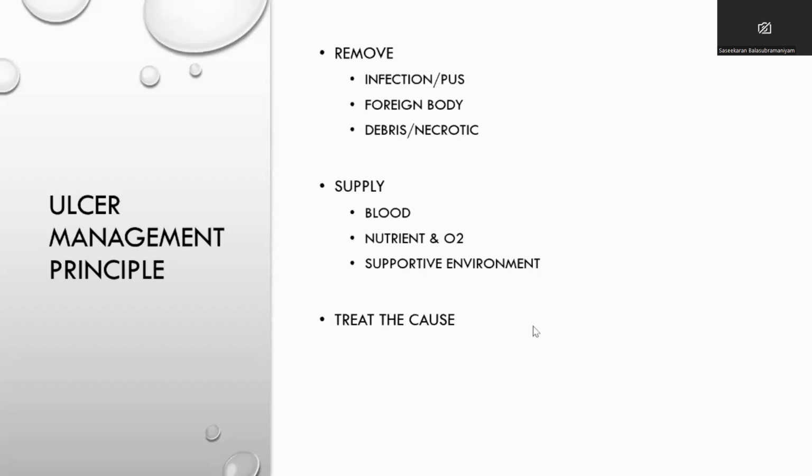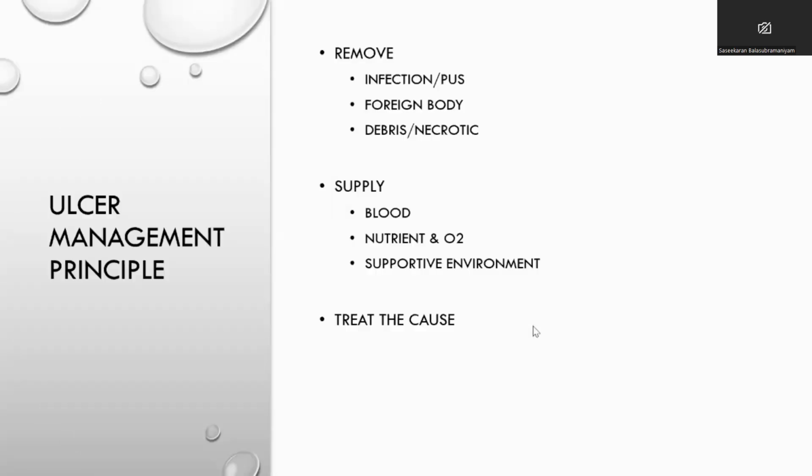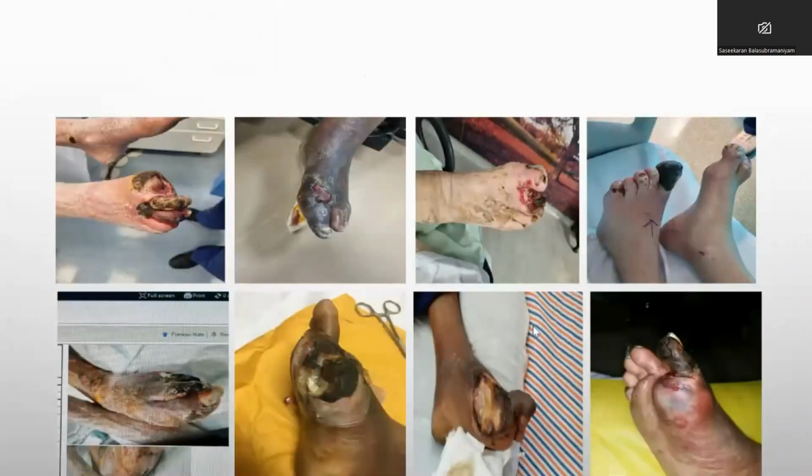And I have mentioned supportive environment. This includes any form of dressing and offloading, all sorts of things come under this. Then finally, treat the cause. If there is a cause, arterial or venous or any other cause, treat the cause. So to keep it simple, this is just a tick box when you see an ulcer. Okay, there is something I need to take out, something I need to give, and I need to think about the cause if it is not healing. Then yes, we will move into diabetic foot ulcer. These are a few patients I have recently treated.